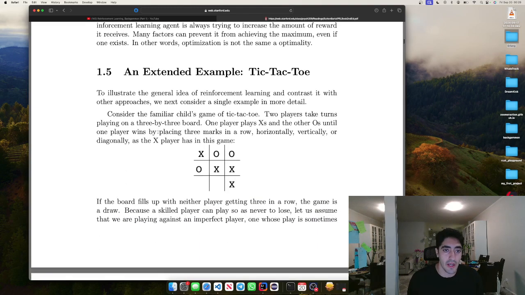Alright, an extended example, tic-tac-toe. To illustrate the general idea of reinforcement learning and contrast it with other approaches, we next consider a single example in more detail. Consider the familiar child's game of tic-tac-toe.